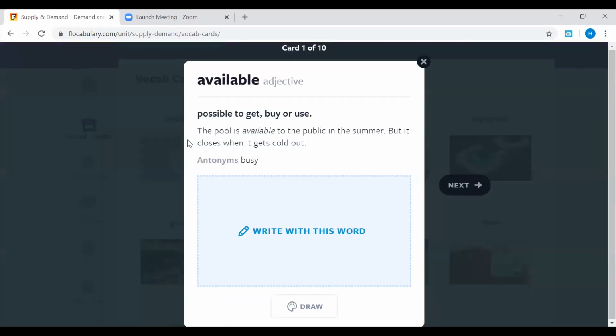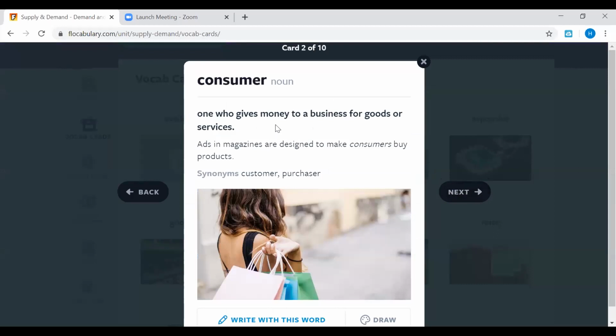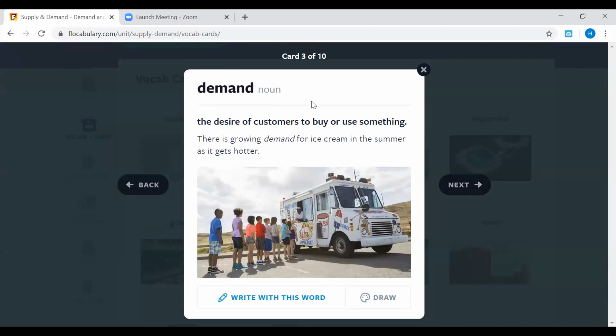The first word is available, which means possible to get, buy, or use. The pool is available to the public in the summer, but it closes when it gets cold out. Consumer, one who gives money to a business for goods or services. Ads in magazines are designed to make consumers buy products. Demand, the desire of customers to buy or use something. There is growing demand for ice cream in the summer as it gets hotter.